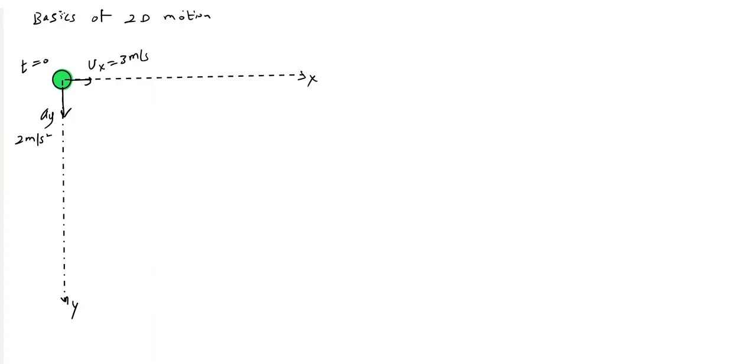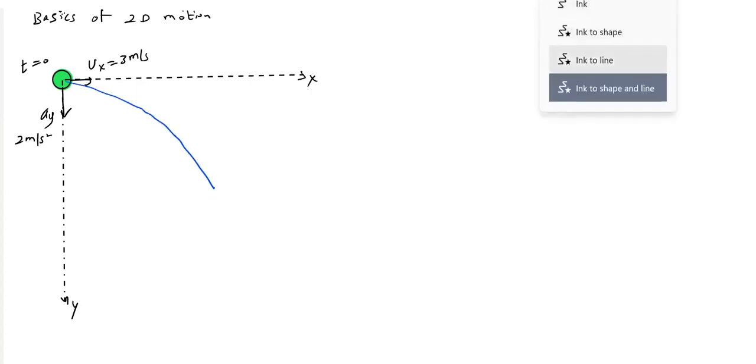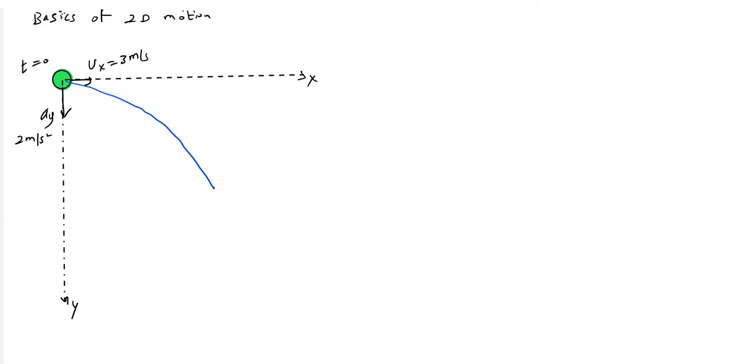So the path of the particle is going to describe a parabolic path. It's going to describe a parabola. After some time, the particle will be somewhere here. But how can you say it will be there only after some time?